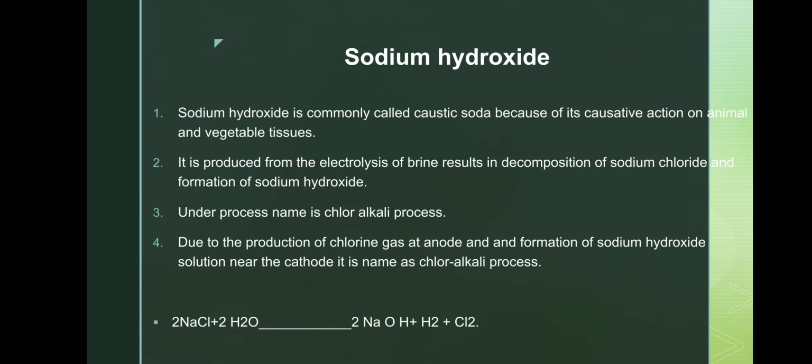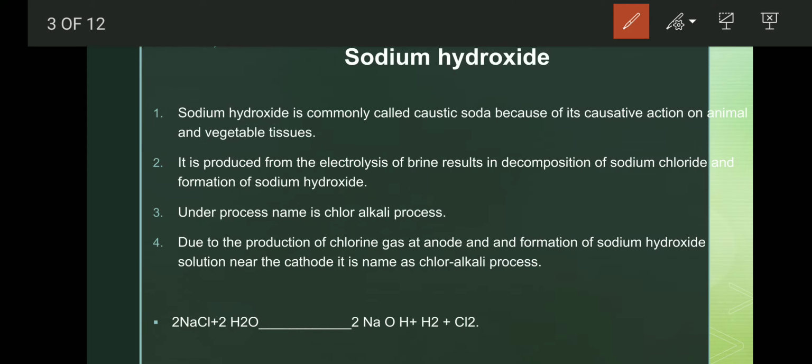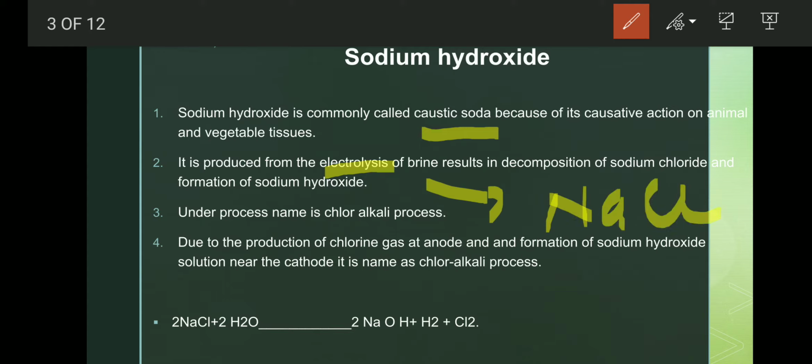Fine. Now, the next important salt, that is sodium hydroxide. Dear, sodium hydroxide is commonly known as caustic soda. Fine. Why is it called caustic soda? Because it is corrosive in nature. And how do we get it? We get it by the electrolysis of brine. What is brine? Brine means NaCl. So we get this caustic soda, meaning sodium hydroxide, by the electrolysis of brine.